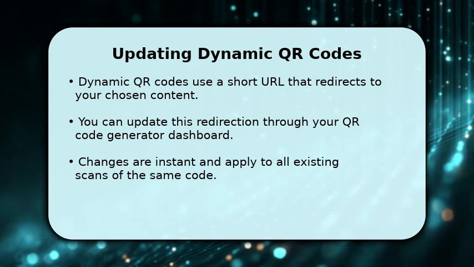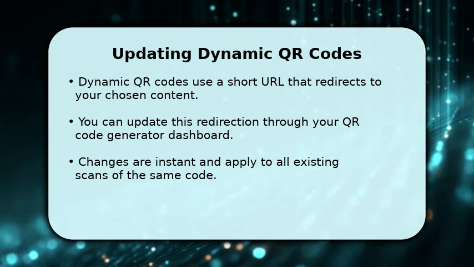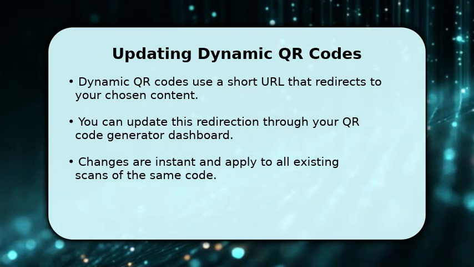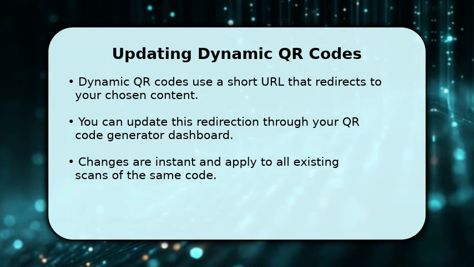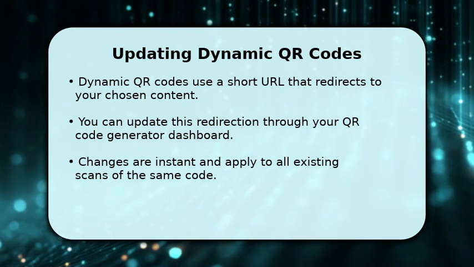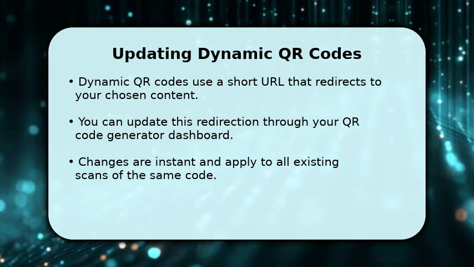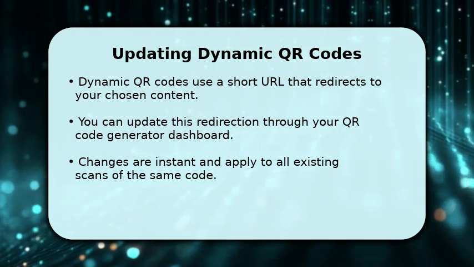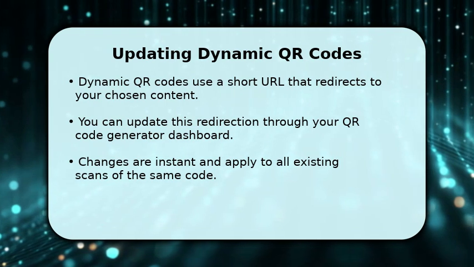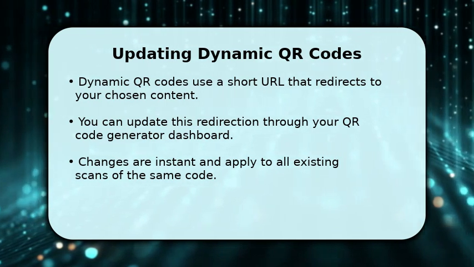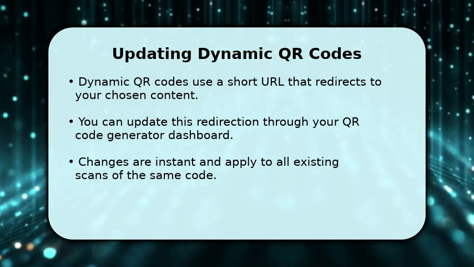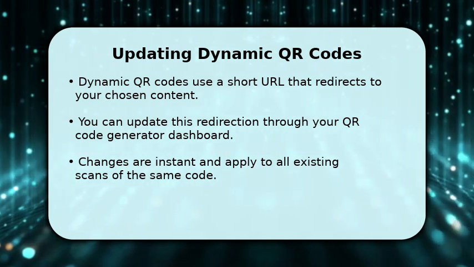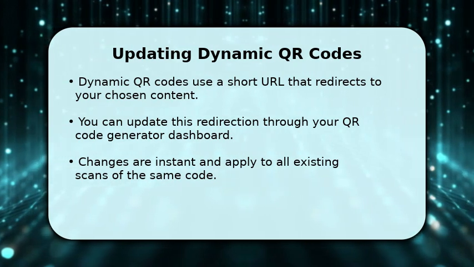Dynamic QR codes are incredibly versatile because they don't directly store your final link. Instead, they point to an intermediary URL managed by your QR code service. To change the link, simply log into your account, find the specific QR code, and update its destination URL. This process usually takes less than 1 minute, and the new link is active immediately for everyone who scans it.